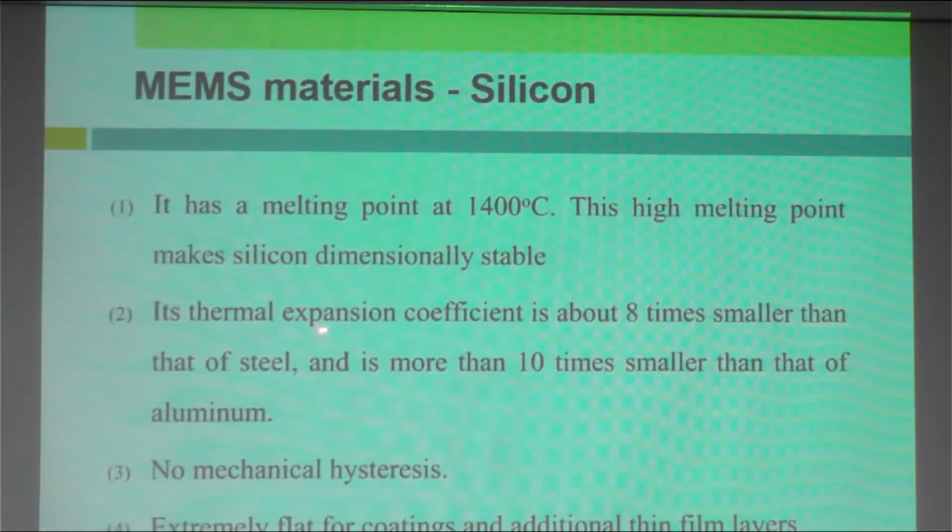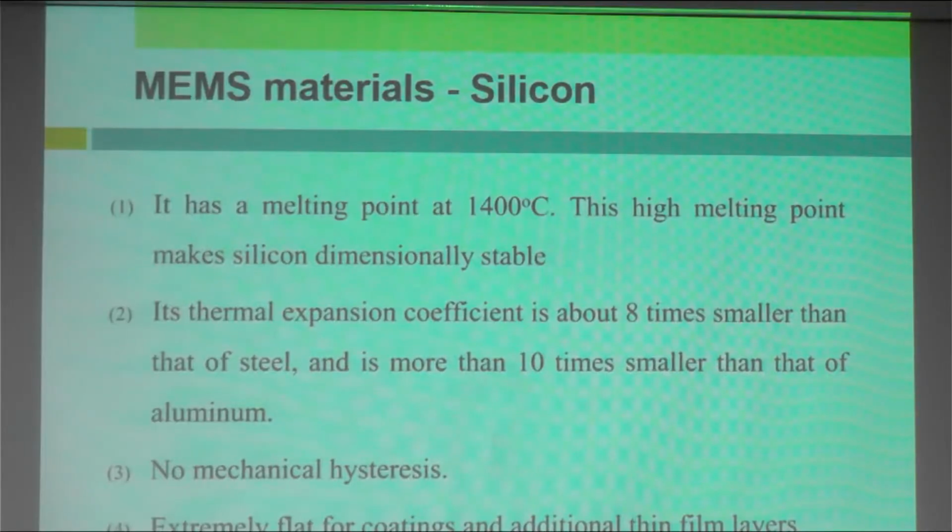Its thermal expansion coefficient is about 8 times smaller than that of steel, and more than 10 times smaller than that of aluminum. So this is a property of silicon that is most desirable. Non-mechanical hysteresis: as I mentioned before, for materials for MEMS, we don't want material with hysteresis.